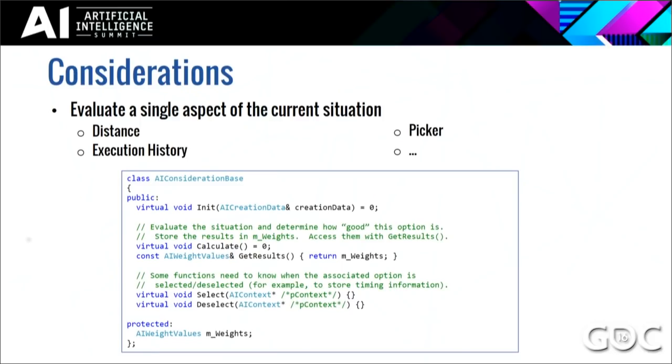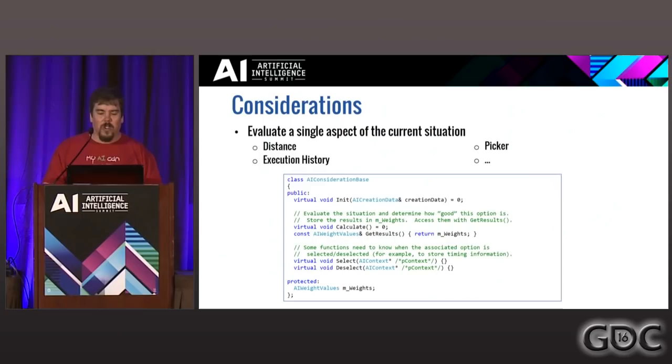Considerations evaluate a single aspect of the current situation. Again, there are lots of different kinds of considerations. A distance consideration. An execution history consideration looks at how long I've been doing something or how long since I last did it. The picker is a particularly interesting consideration. It goes through all of the entities that I know about, and it can apply some filters, or it can actually use a reasoner internally to pick among all of the entities.